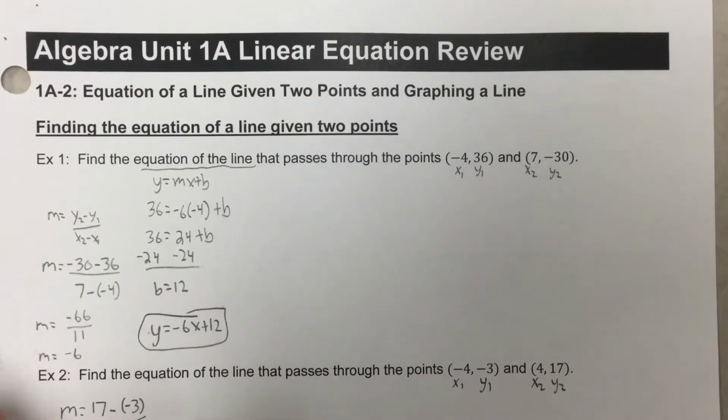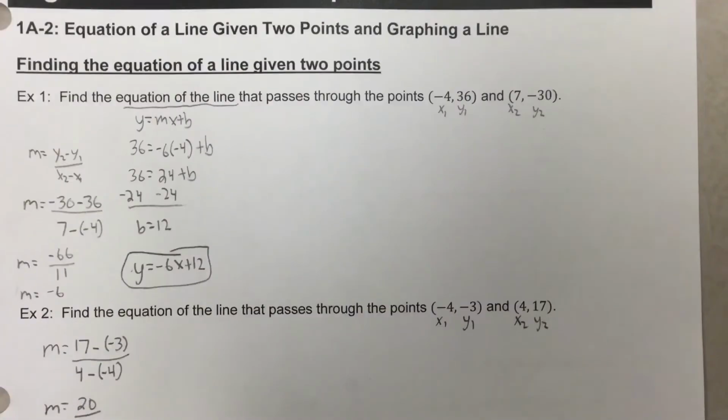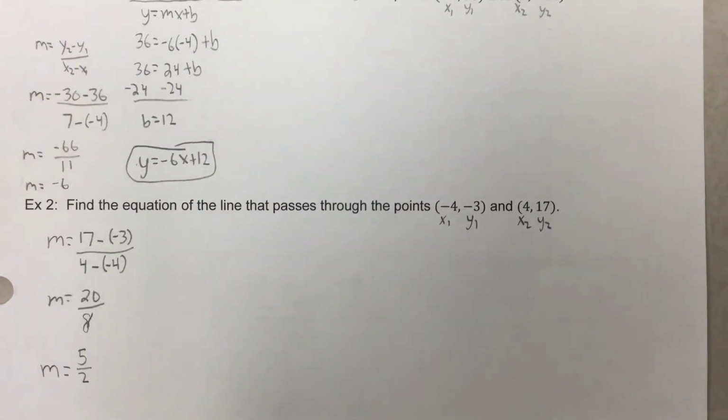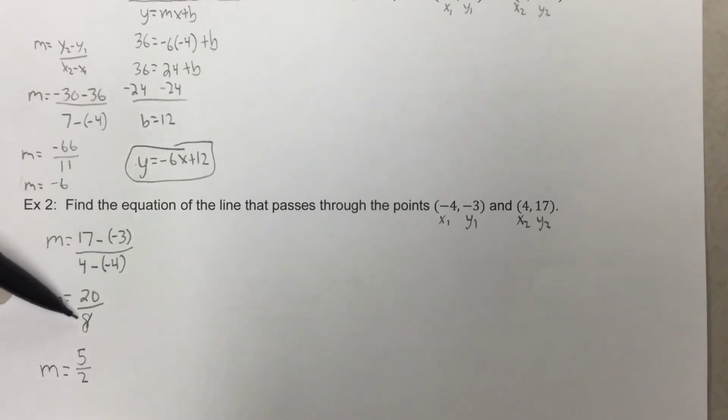We do want to reduce that fraction. So 20 over 8, 4 goes into both of them, 5 halves. So you can write that as 2.5 if you wish. Now what we're doing here is plugging in the slopes. So we have 17 minus a negative 3 divided by 4 minus a negative 4, which is 20 divided by 8, and we reduce that to 5 halves.